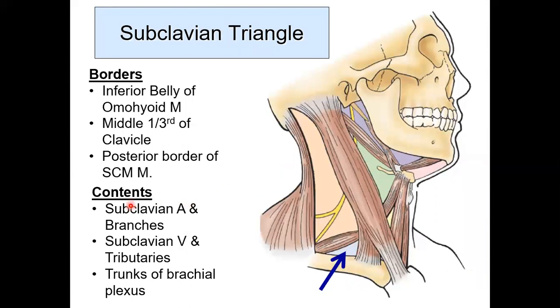Within your subclavian triangle, you will have the subclavian artery and branches coming off. You'll have the subclavian vein, and then the trunks of your brachial plexus. So those are passing through this area. So subclavian triangle: subclavian artery, subclavian vein, and trunks of your brachial plexus passing through there.